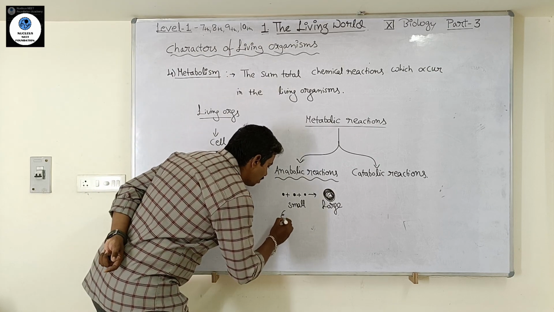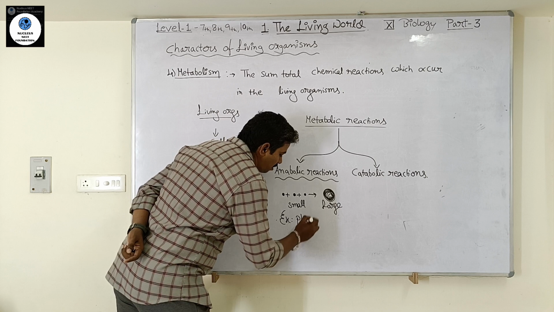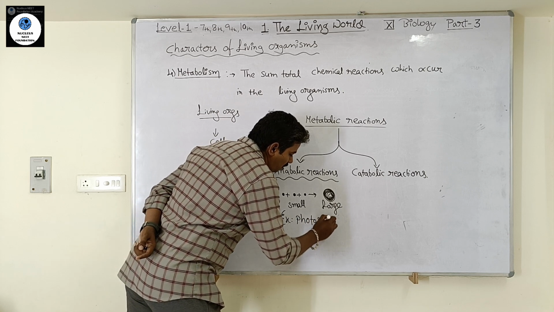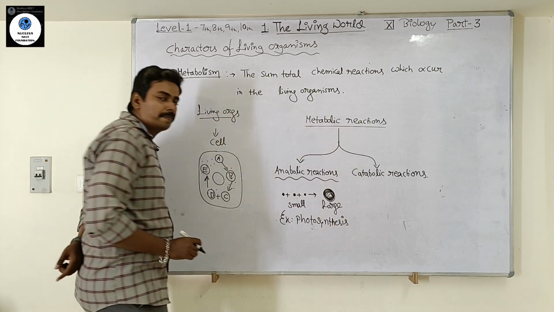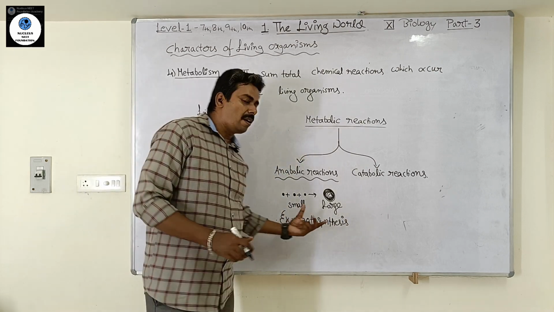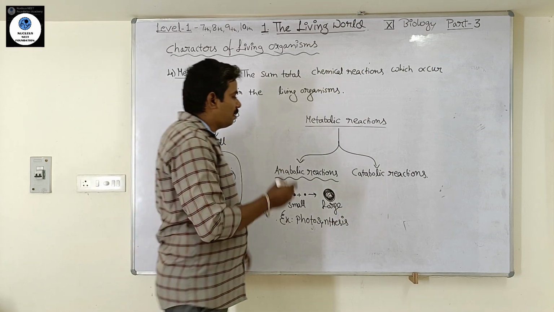So what are the examples of such reactions, anabolic reactions? Example, photosynthesis. In photosynthesis, small molecules like carbon dioxide and water molecules will combine and give rise to large molecules like starch, isn't it?